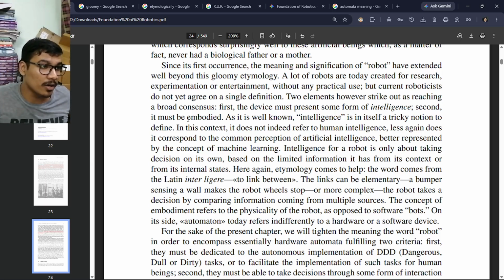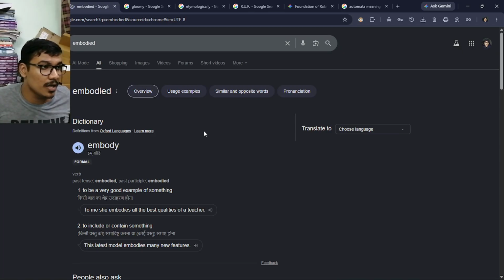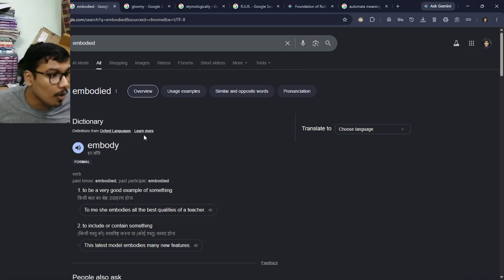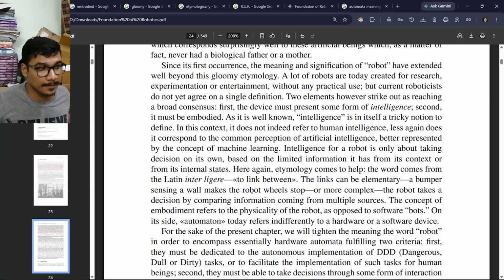Embodied. What does embodied mean? I think it means, okay, to embody, it means to be a very good example of something, or it should contain something. Okay.